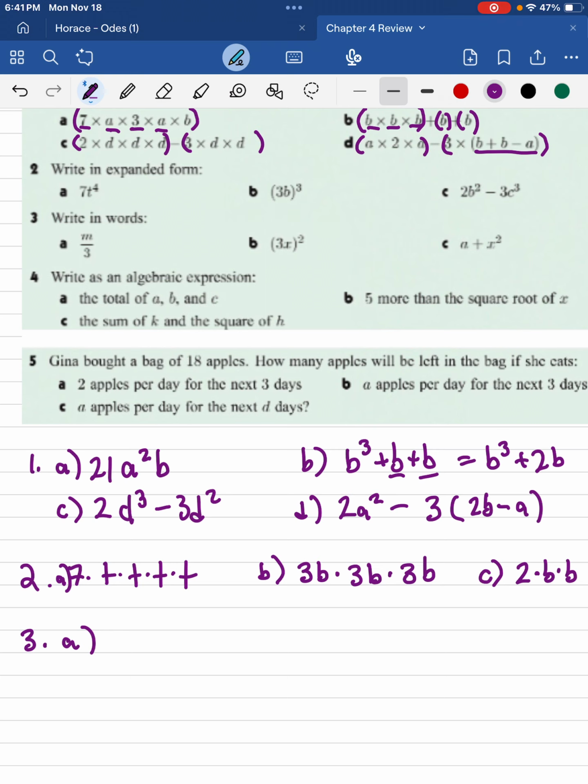Write it out in words. I'm just going to give you a few of these. You can look over your answers in the back of the book to see what other ways you can represent it. I'm going to say m over 3.